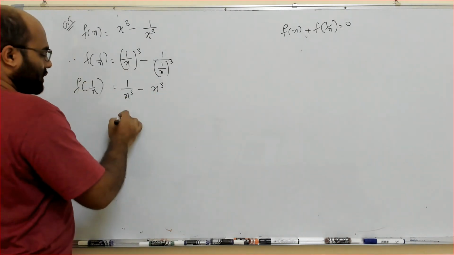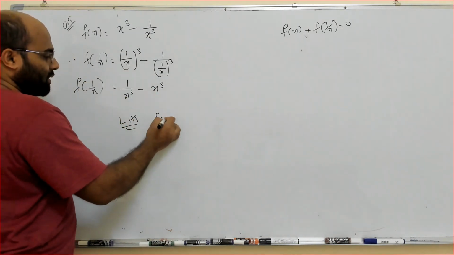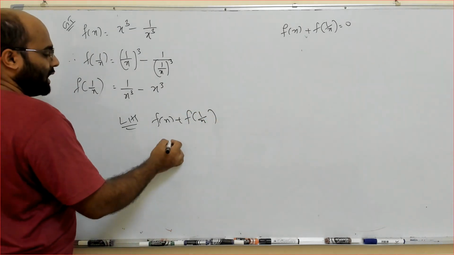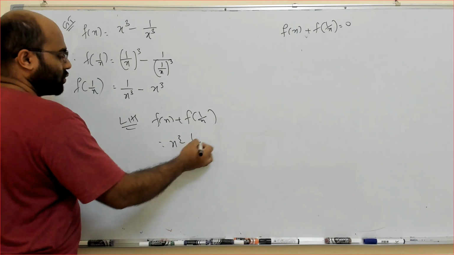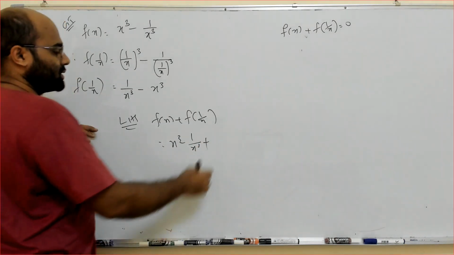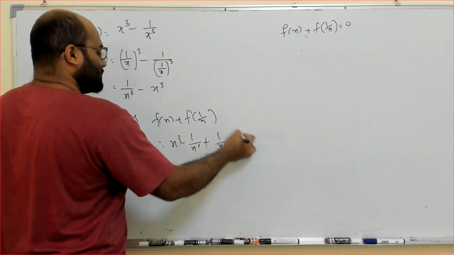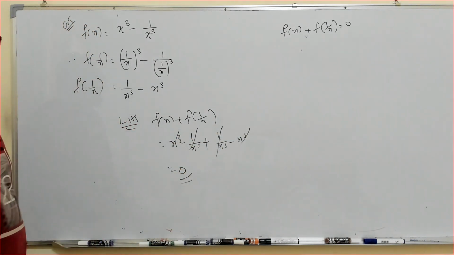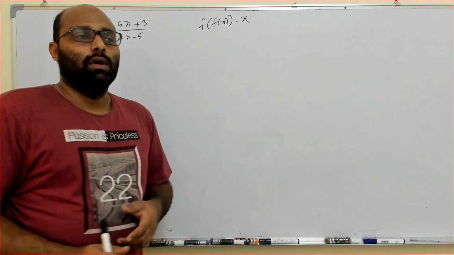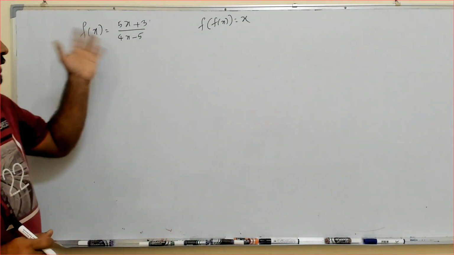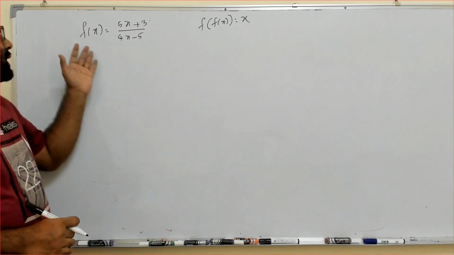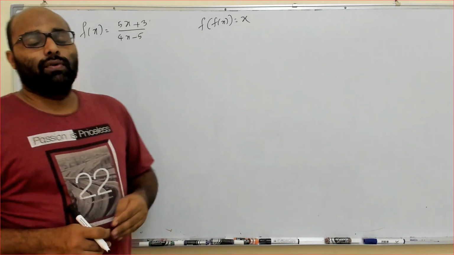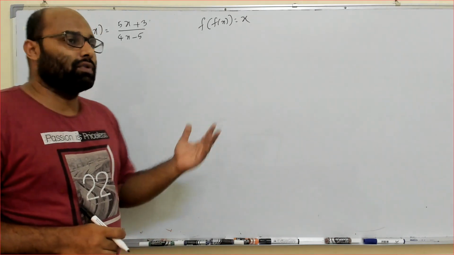Now the LHS part, f of x plus f of 1 by x equal to, what is f of x? x cube minus 1 by x cube plus, what is f of 1 by x? 1 by x cube minus x cube, cut. Equal to what? 0, RHS. Very easily we can prove it. Similar type questions can be done by using a, b, c like that. If f of x equal to 5x plus 3 by 4x minus 5, prove that f of f of x equal to x. You can try, no need to wait for me.